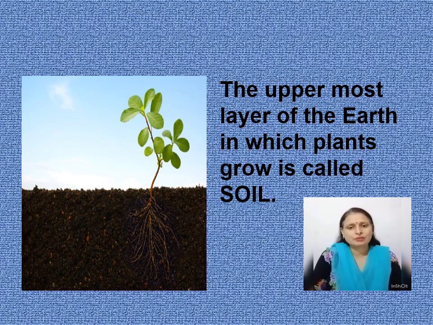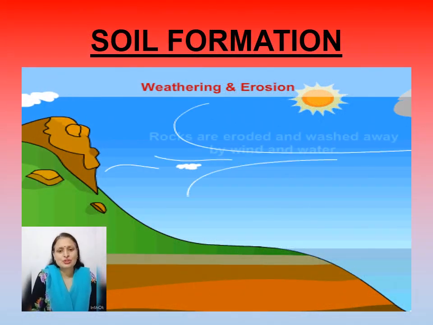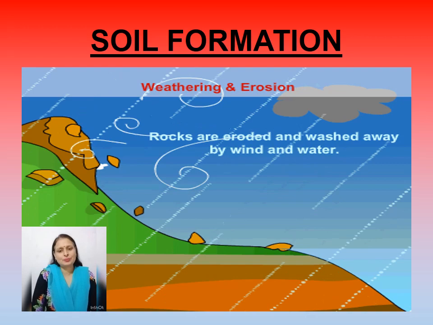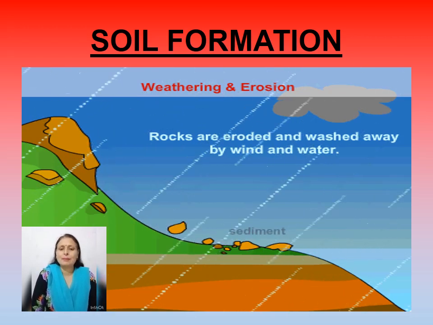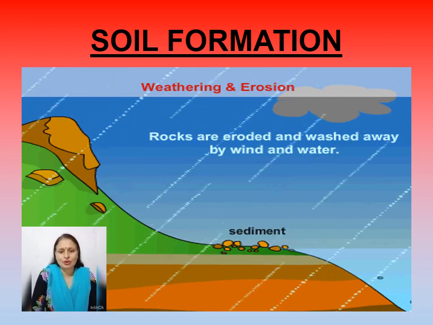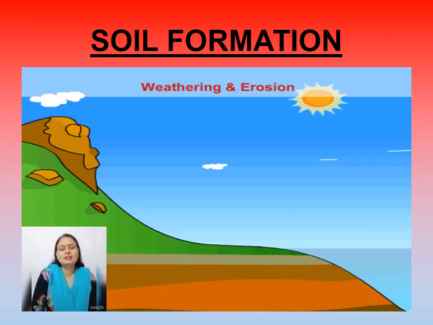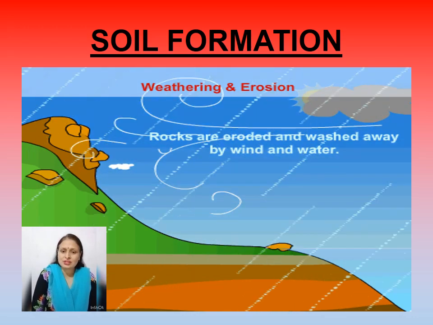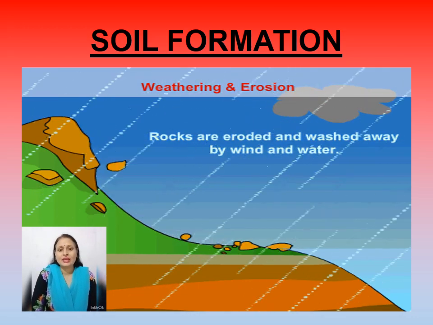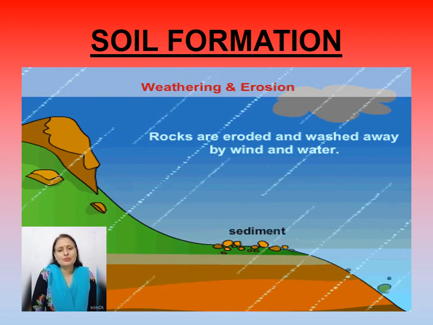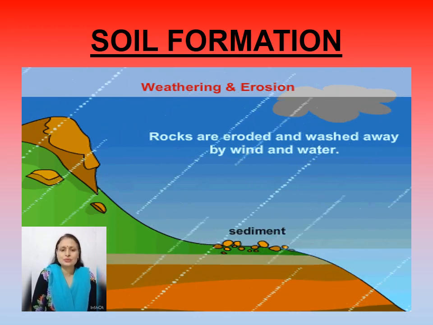The uppermost layer of earth in which the plants grow is called soil. Soil is the most important natural resource available to us. Formation of soil is a very slow and gradual process. Soil is formed by the breaking of rocks due to the action of air, water, heat of the sun and microorganisms, and this process is known as weathering. It takes millions of years to form a single layer of soil.